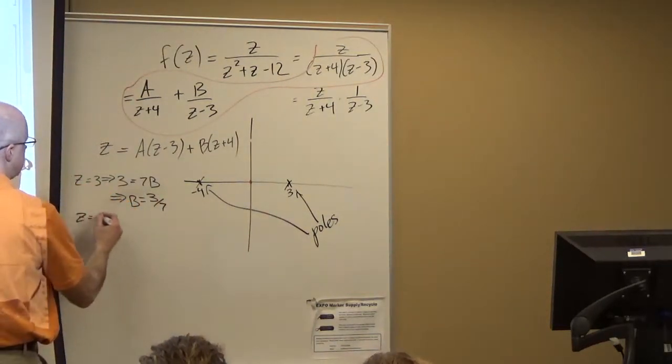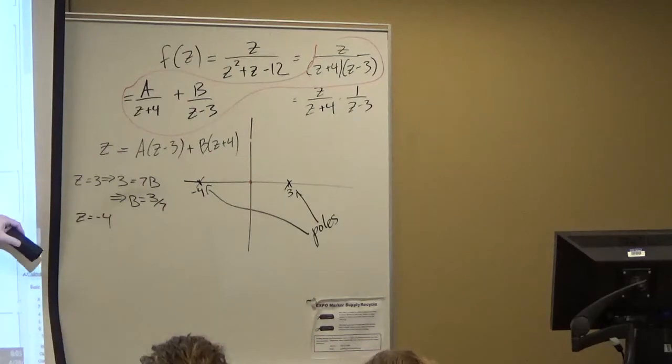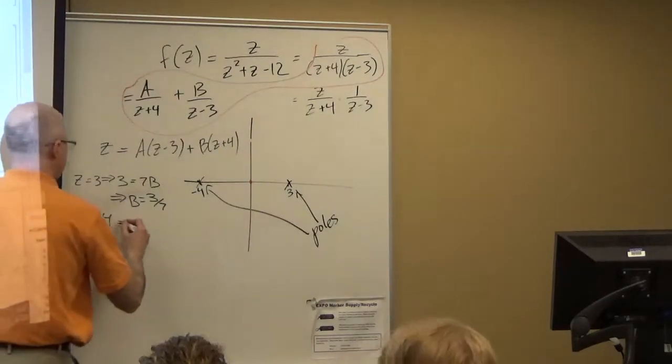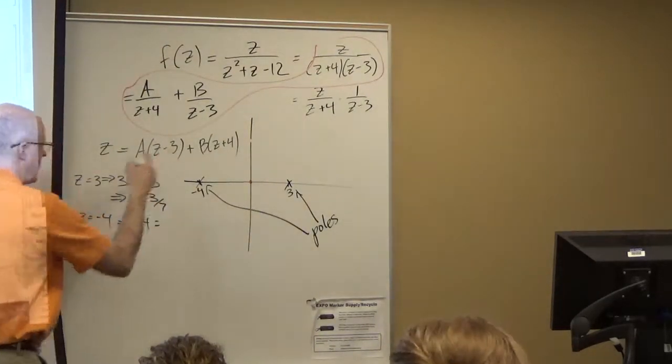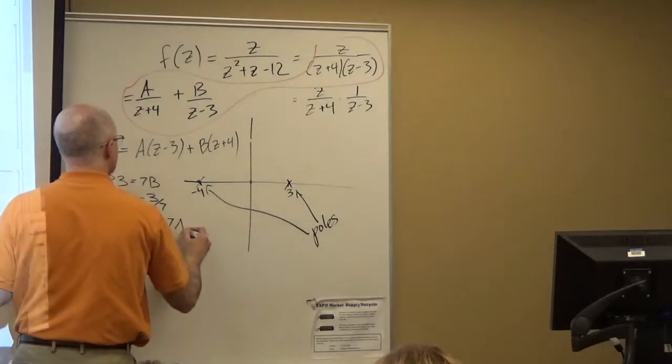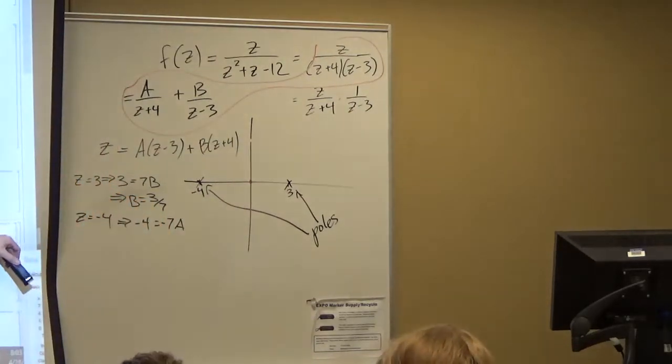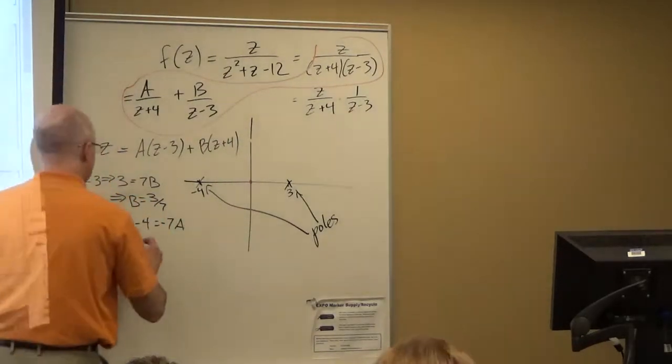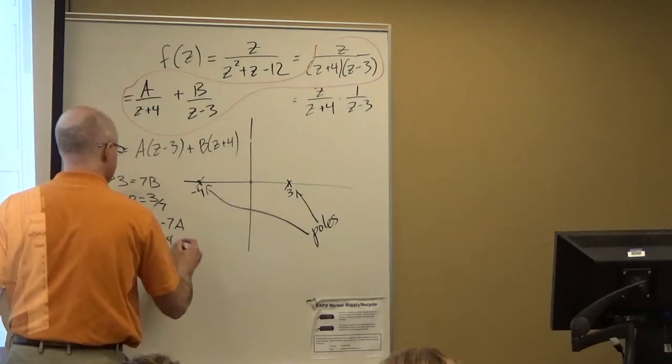If we plug in z equals negative 4, on the left side we get negative 4. On the right side, the b term goes away, and we're left with negative 7 times a. Double check my algebra here. So it looks like a is positive 4/7.